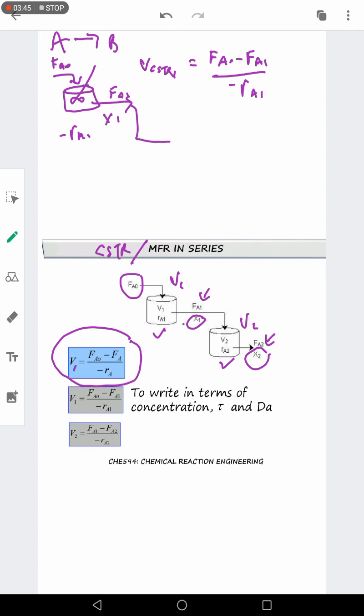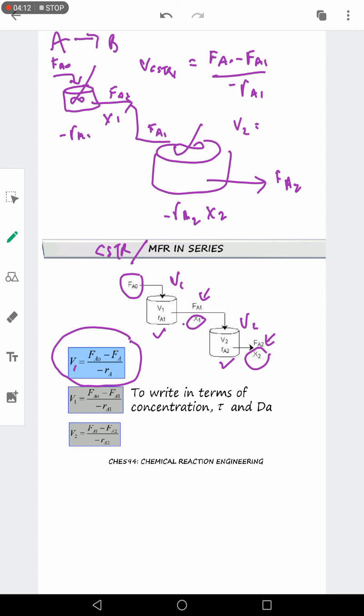So the FA1, let's say it goes into the second CSTR, and going out is FA2, with X2 and RA2. Therefore, the V for the second reactor will be FA1 minus FA2 over negative RA2.